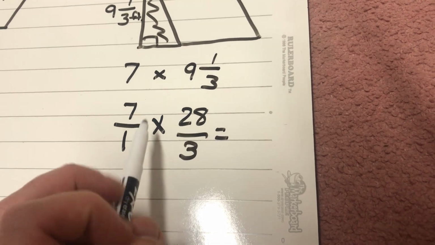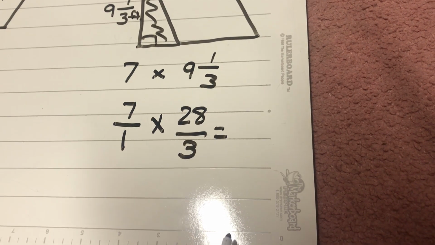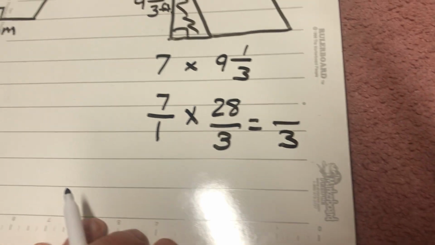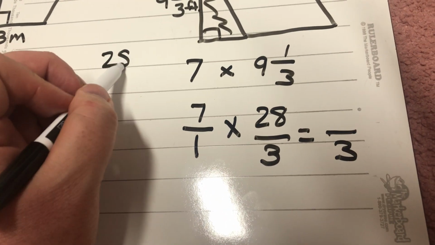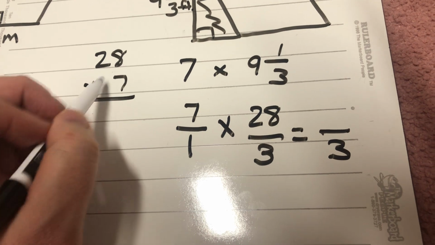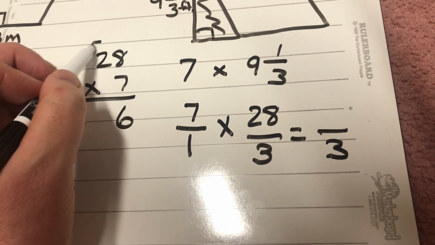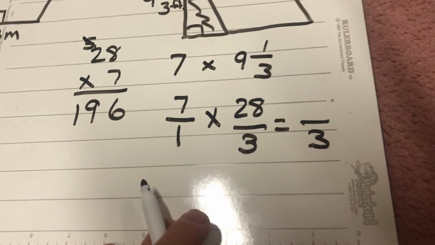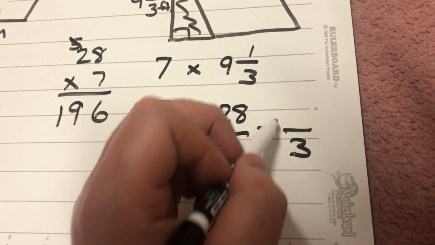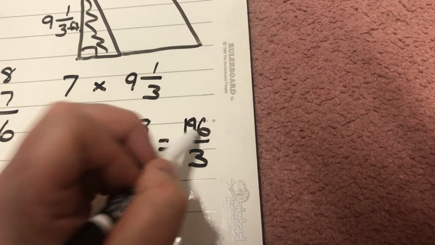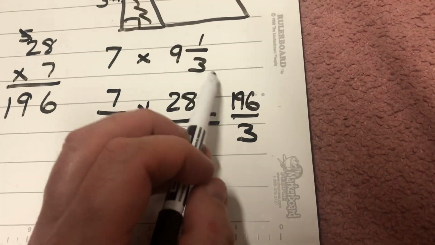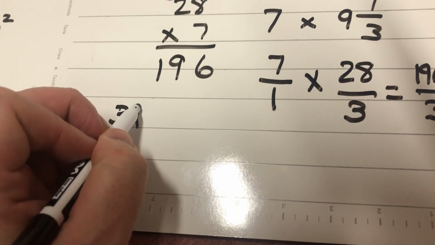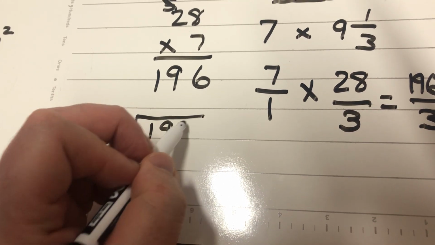I can't make the 28 and the 1 any lower. Nothing besides 1 goes into 3 and 7. Well, I know that 1 times 3 is 3. If I come over here and do 28 times 7, 7 times 8 is 56. Put the 6 down, carry the 5. 7 times 2 is 14, plus the 5 is 19. I get 196. So 7 times 28 is 196. Well, if I'm going to do 196 divided by 3, I'm taking 3 going into 196.